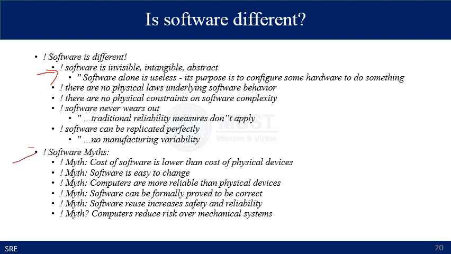And there are some myths about software which can have implications on the software requirement process. The first myth is that the cost of software is lower than the cost of physical devices, and it is not very accurate in practical terms. Software cost these days is much higher than the hardware cost.